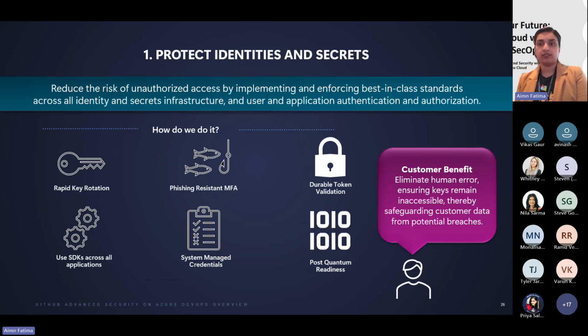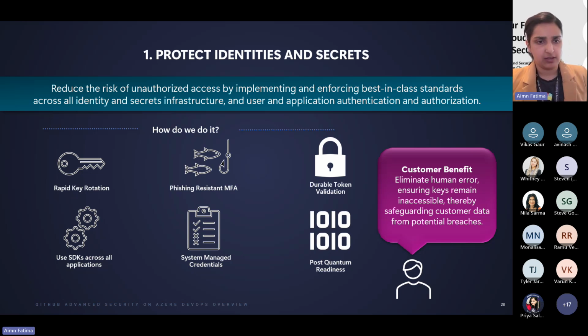So the first pillar of our Secure Future Initiative is protecting identities and secrets. And this step obviously is very important for reducing the risk of any unauthorized access. And we do this by enforcing best-in-class standards across all of our identity and management infrastructure, as well as user and application authentication and authorization.